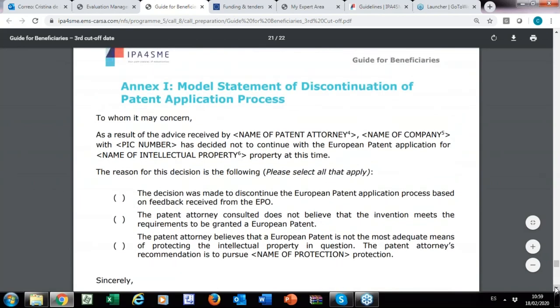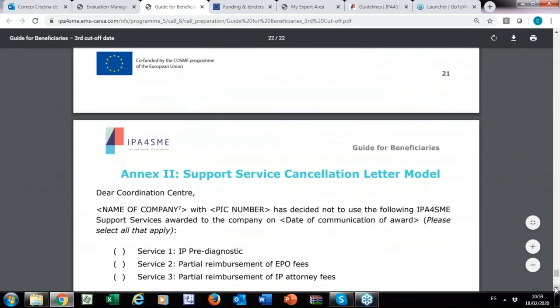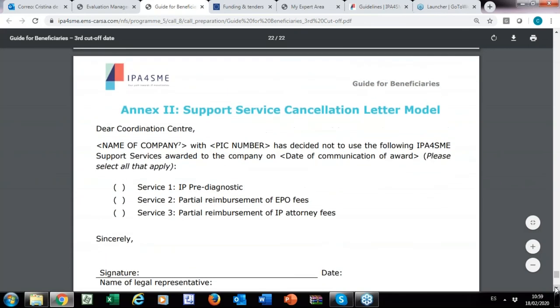Well, no, this is the model for discontinuation of the patent application process. And this is the support service cancellation letter model. It's very simple. You simply click on the corresponding service, sign it, and send it to us.